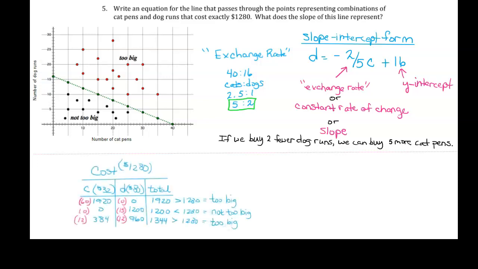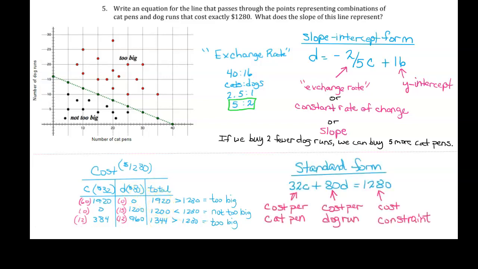If we look at this in standard form and go back to the table that we looked at from the previous lesson as well as today, we took the amount of cat pens that we wanted to purchase and multiplied that by the cost of each of those pens. We then added that to the amount of dog runs that we wanted to purchase times the cost of each of those runs, and that gave us our total cost. And so when we look at that in standard form, it looks like this.